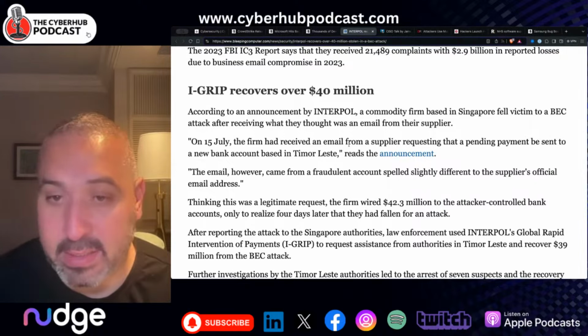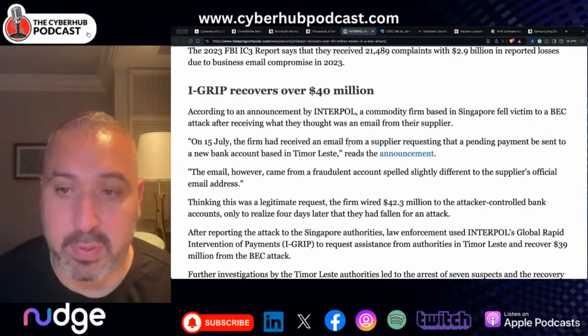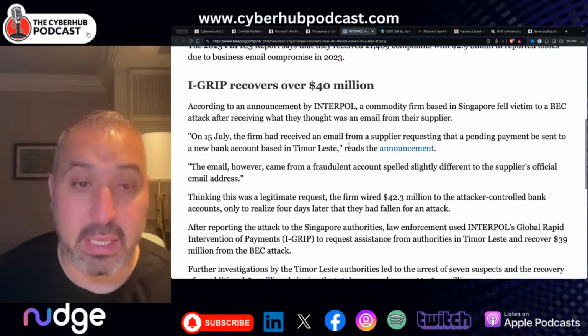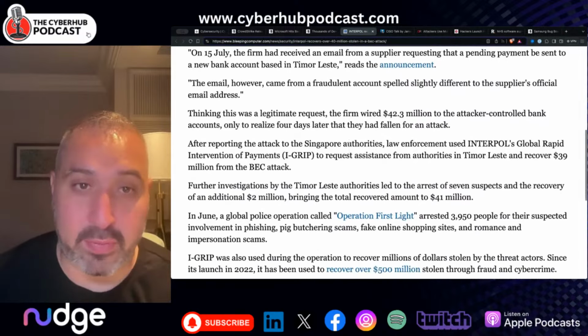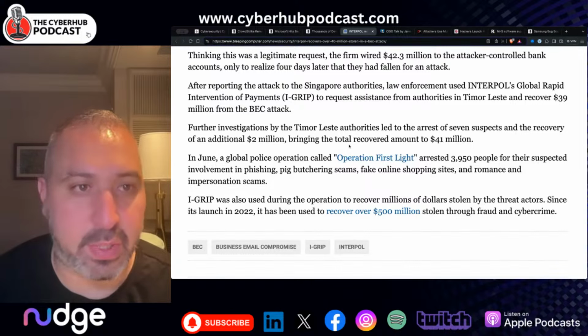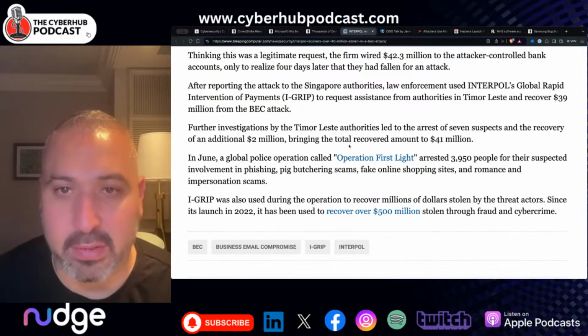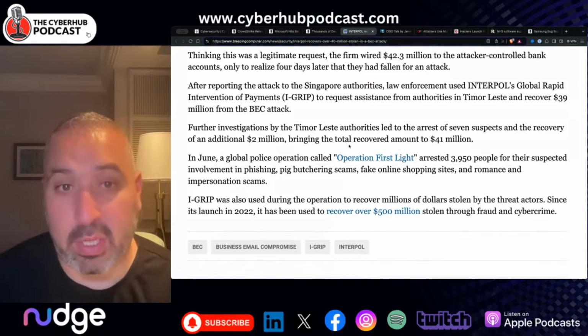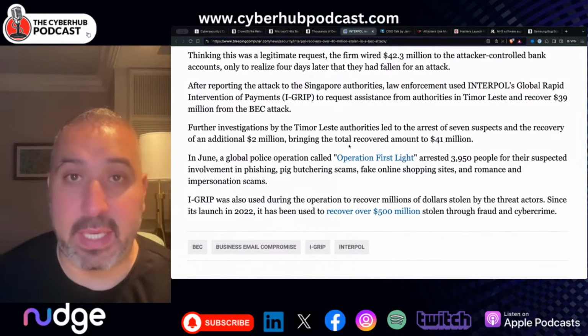After reporting the attack to Singapore authorities, law enforcement used Interpol's Global Rapid Intervention of Payments to request assistance from authorities in Timor-Leste and recovered $39 million from the BEC account. Further investigation by the Timor-Leste authorities led to the arrest of 7 suspects and the recovery of an additional $2 million, bringing the total recovered amount to $41 million. So all in all, not too shabby there.